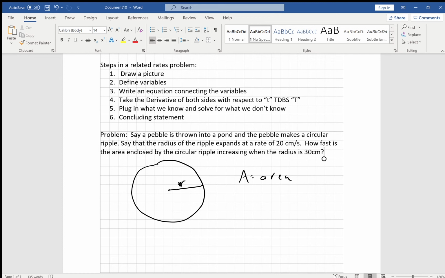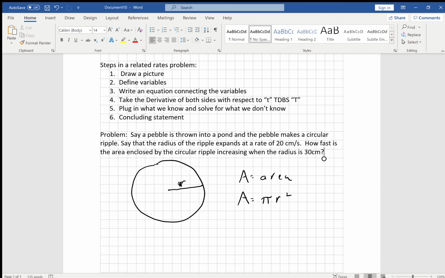We have defined our variables and drawn a picture. Now let's write an equation which connects the variables. Well, in a circle, what equation connects radius and area? You should know this well. The area of a circle equals pi times the radius squared. A equals pi r squared. And that's all there is to part number 3: write an equation which connects the variables, that connects A and R.